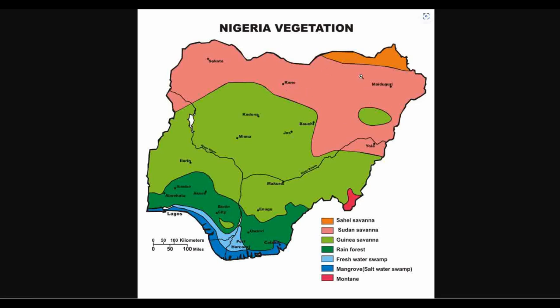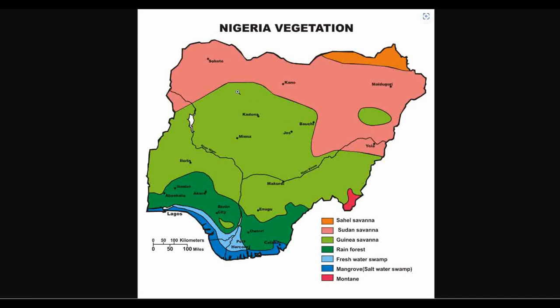Take, for example, the Sudan savanna, which you have here to the north of the Guinea savanna. It is drier than the Guinea savanna, and it has shorter grasses. The trees are fewer, and they are also more scattered, unlike what you find in the Guinea savanna.